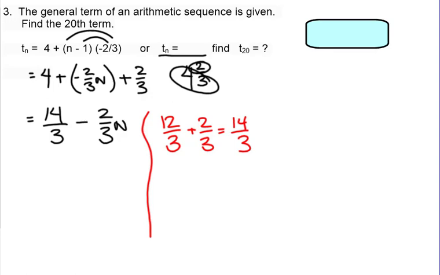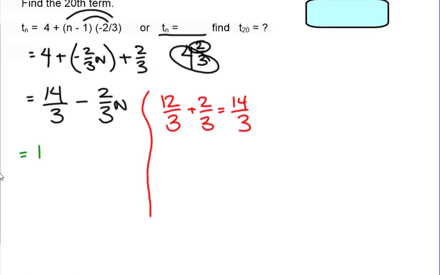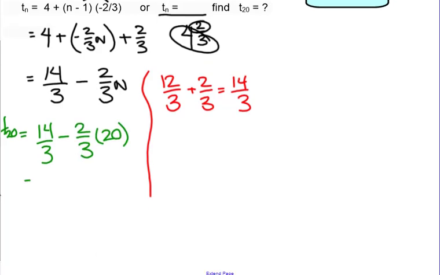So then to find our 20th term, we're going to plug our 20 into our n. So 14/3, this is T20, is equal to 14/3 minus 2/3 times 20. Well, we can't really reduce our fraction, so 14/3 minus 40/3.